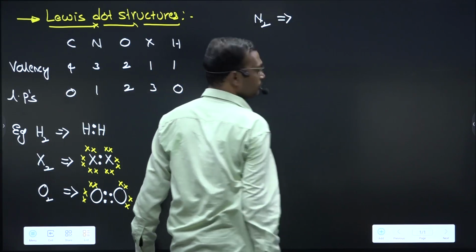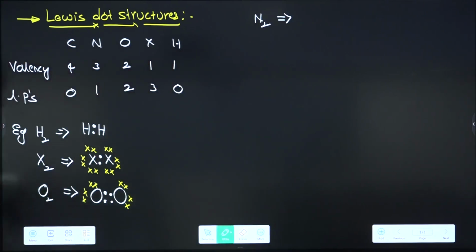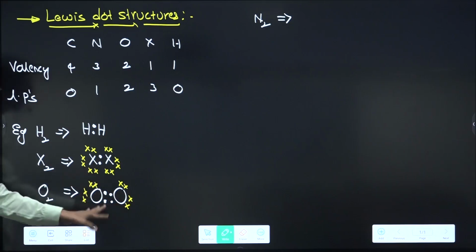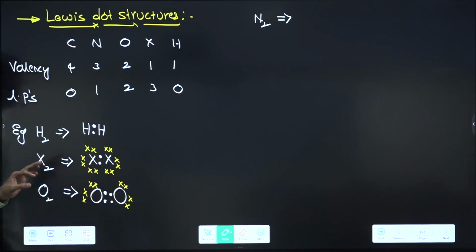Now N2. Write the Lewis dot structure for N2. You need to calculate how many bond pairs and how many lone pairs. In this molecule, how many bond pair electrons are present? 4. How many lone pair electrons? Lone pair electrons are 8. Be careful, I am not asking how many lone pairs. Lone pairs are 4, but lone pair electrons are 8: 1 lone pair, 2, 3 and 4. Lone pair is different, lone pair electrons are different. If 4 pairs are there, that is 8 electrons.